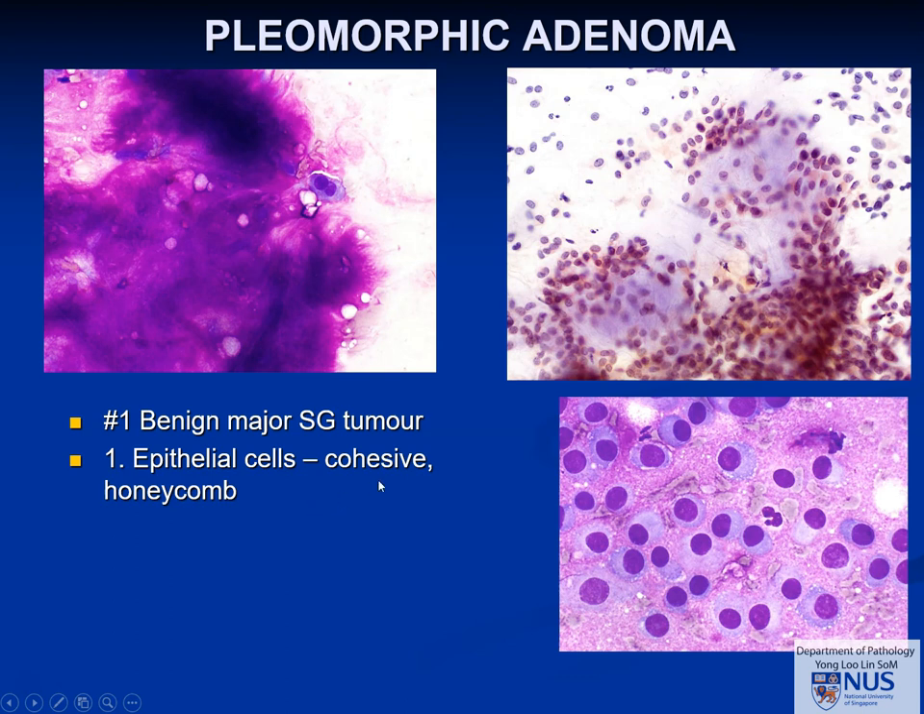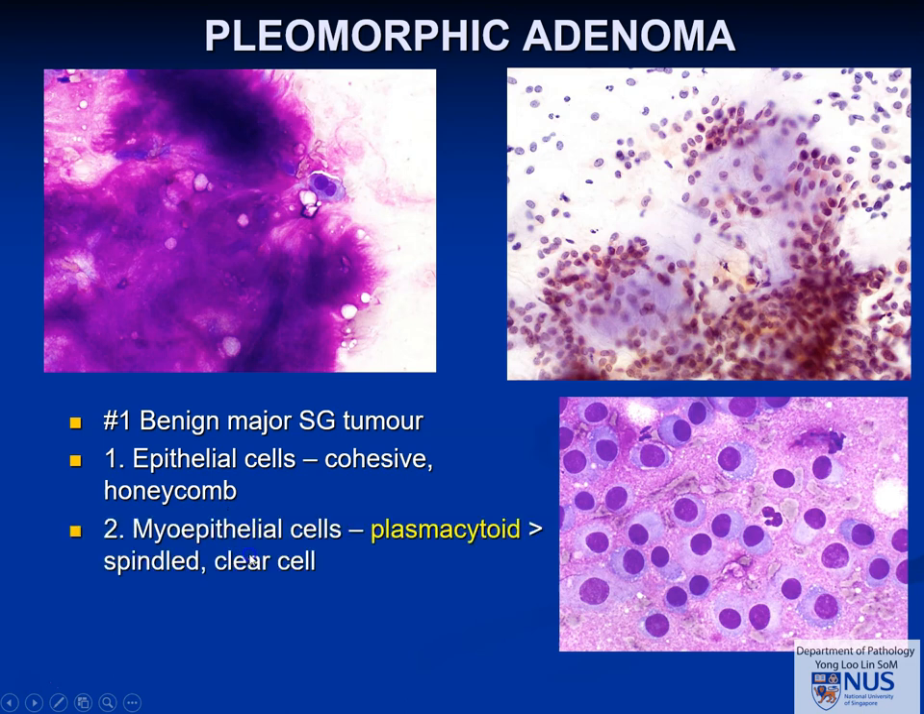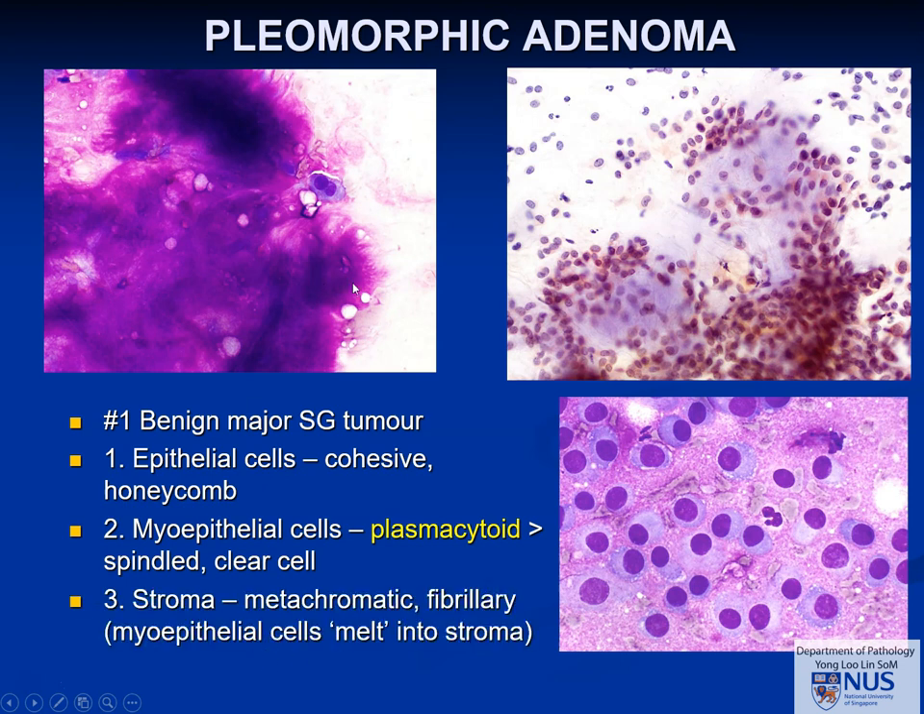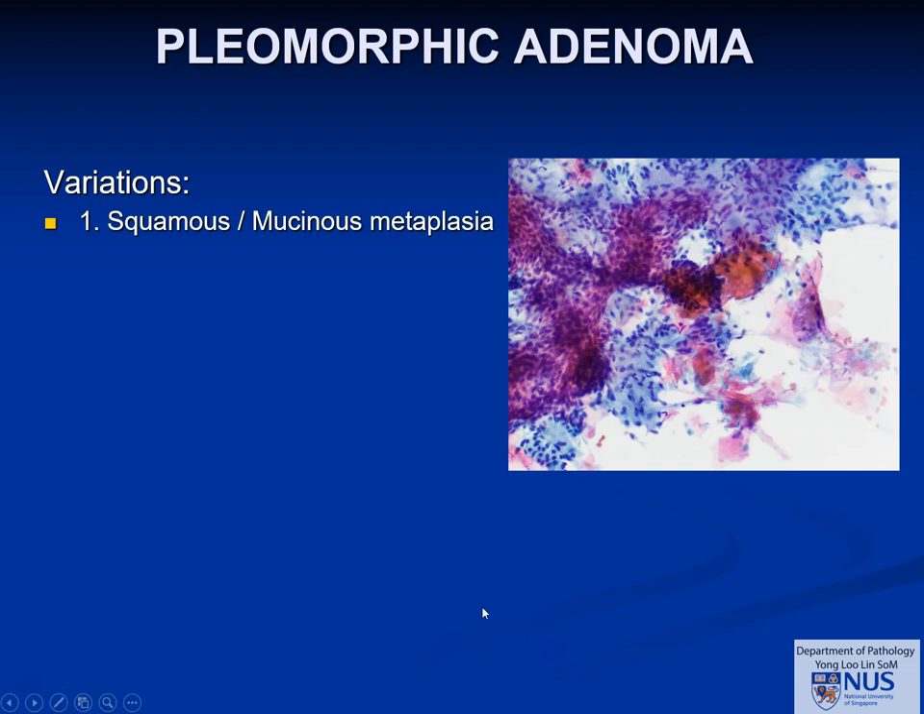The epithelial cells are often cohesive and they may actually form honeycomb sheets. For the myoepithelial cells, we see them together with the stroma as slightly more spindle cells, and we also see them sometimes as plasmacytoid cells and more rarely as clear cells. And the stroma is metachromatic and fibrillary, and the characteristic feature is how these cells just melt and blend into the stroma and become more spindly myoepithelial cells. There are some variations in appearance.